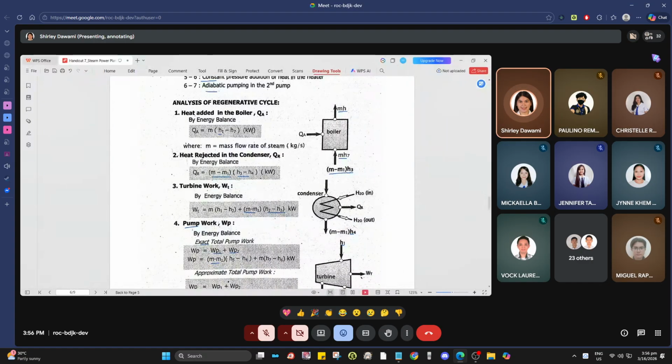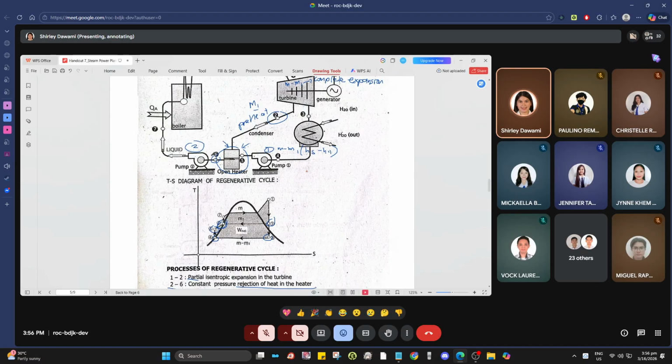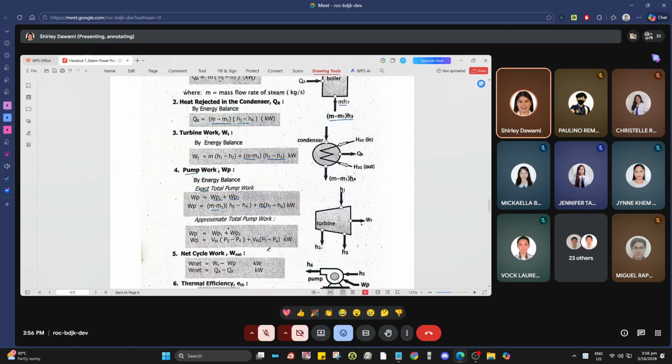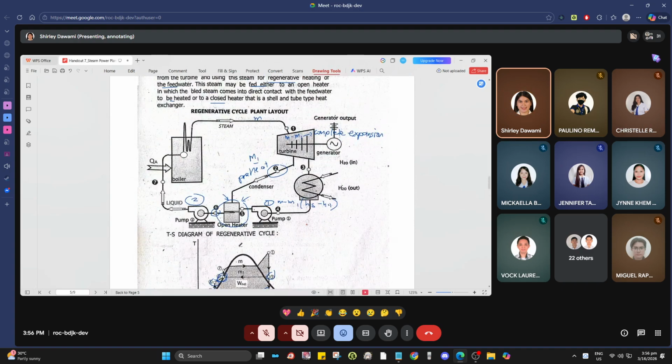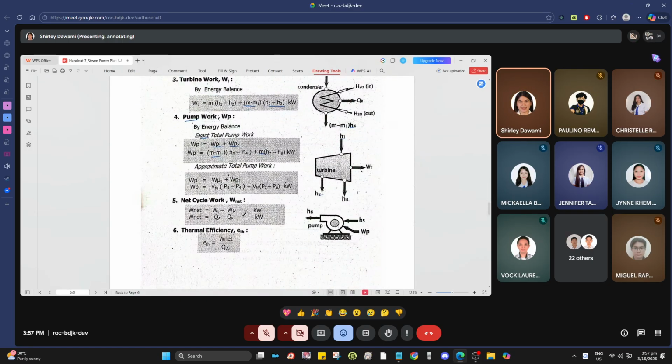Okay, plus M times H7 minus H6. Okay, this is our pump 2. So M times H7 minus H6. Okay, this one, no? H7 minus H6. So that is M. For the approximate total pump work, pump work 1 plus pump work 2, so in terms of pressure, no? So the same na siya.